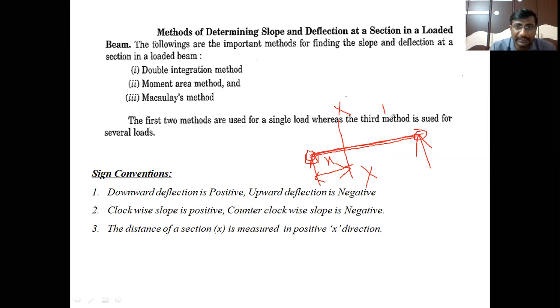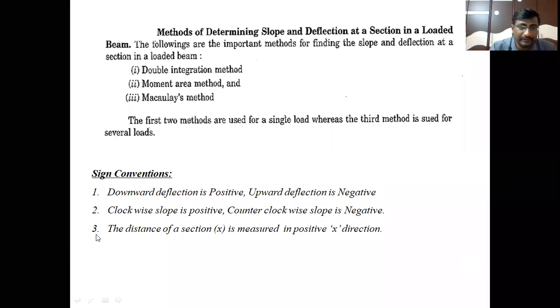If you consider the xx section here, x is more than the previous case. This x is more than the previous case, and if the xx section is considered at the right support, x is equal to L. That means x must be considered in the positive x direction. In this direction x increases. That is the case taken in the third sign convention. The distance of section x is measured in the positive x direction only. These are the sign conventions.